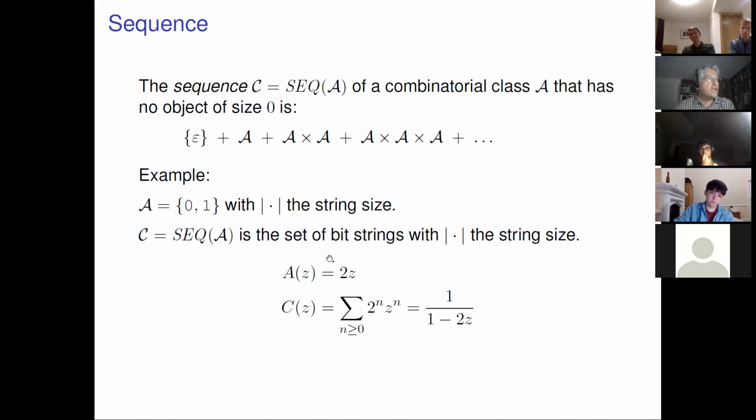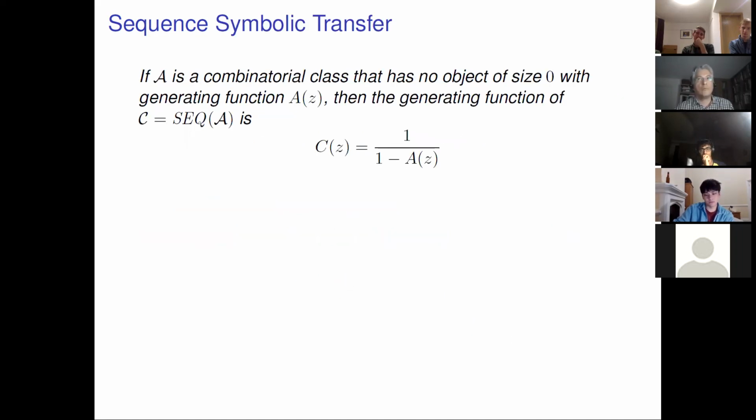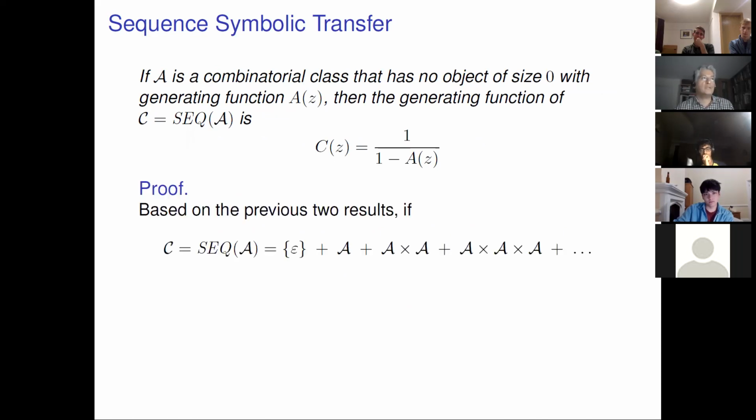Now, again, notice that all we did was put 1 over 1 minus the generating function of A. That again is a general result. And given the previous 2 results, it's just the geometric series.